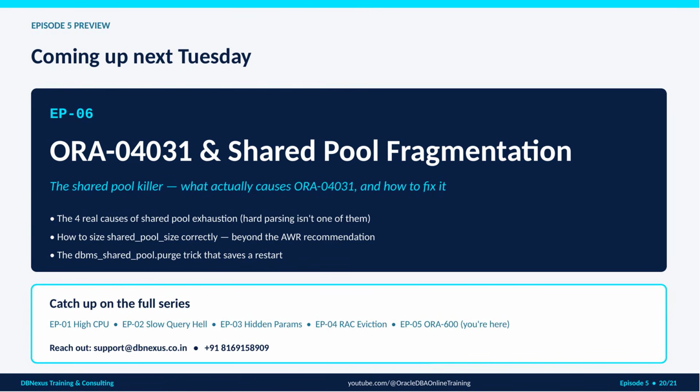Quick look at what's coming next Tuesday, episode 6: ORA-04031 and shared pool fragmentation, the shared pool killer, the 4 real causes of shared pool exhaustion. And no, hard parsing isn't one of them, not really. How to size shared_pool_size correctly beyond the AWR recommendation, which is often wrong, and the DBMS_SHARED_POOL.PURGE trick that saves you a restart. If you missed earlier episodes, EP1 was high CPU, EP2 slow query hell, EP3 hidden parameters, EP4 RAC node eviction, and EP5 that's this one.